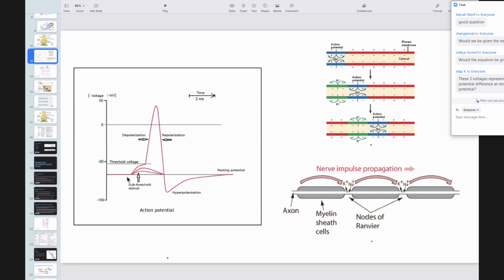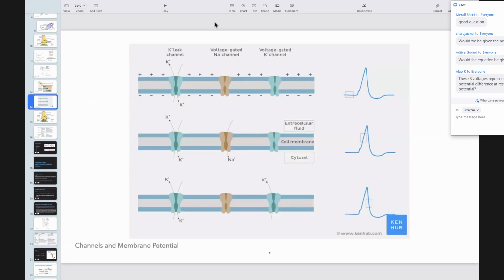So if we go back to this real quick. As we're at rest, it's very permeable to that potassium, right? We're very permeable to that potassium. So we're going to be at the negative 70.